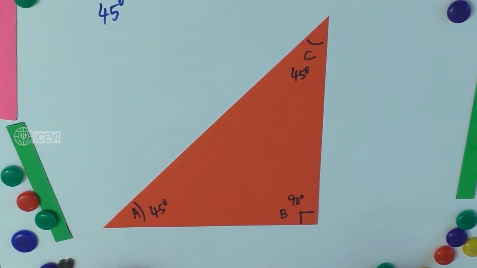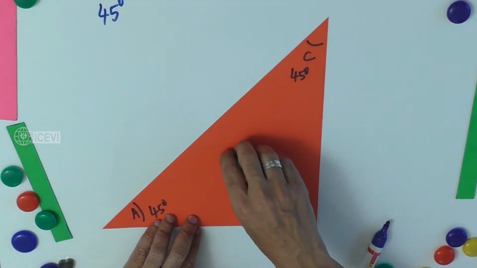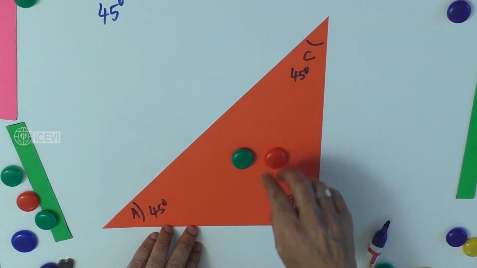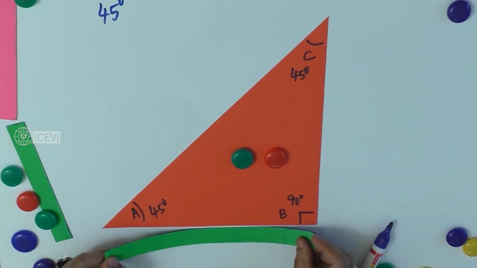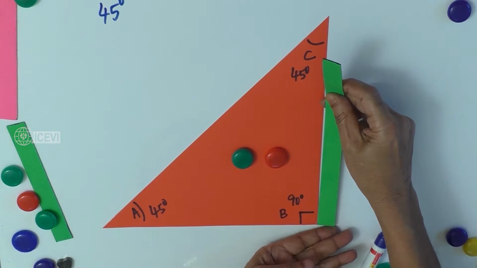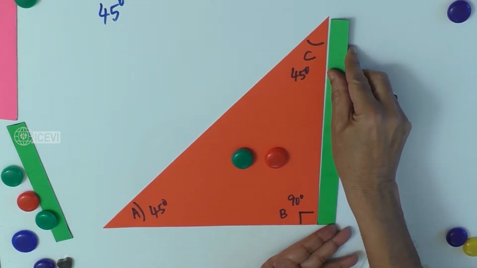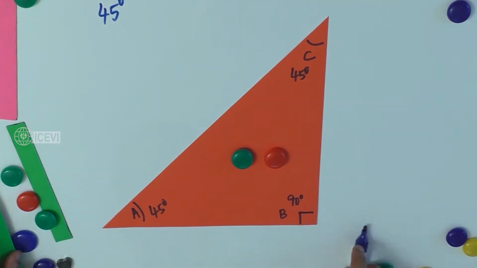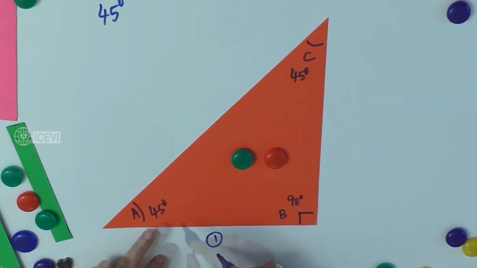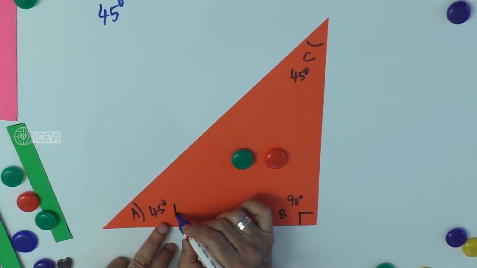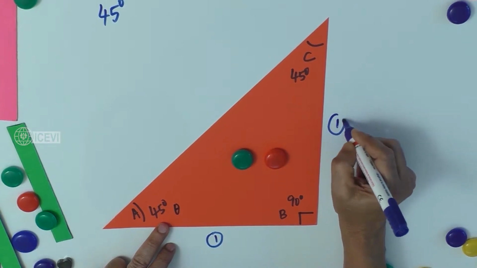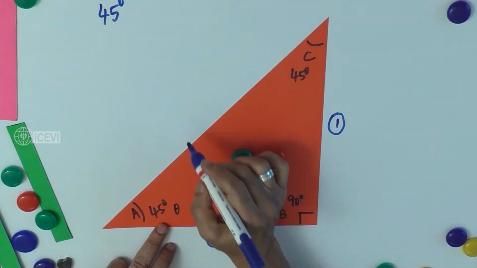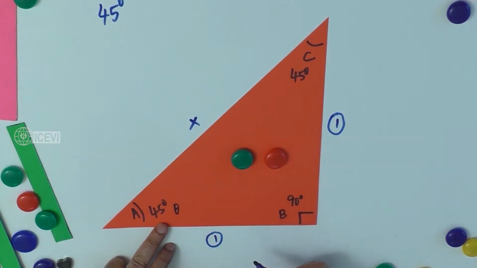Now let us measure the sides AB and BC. Now the AB is 1 unit. Now we can notice that AB is same as BC. So that means BC is also 1 unit. In a triangle with 45 degrees as the theta, AB is 1 unit and BC is 1 unit. Now what is unknown? AC is unknown. So we have to find the value of this unknown unit.